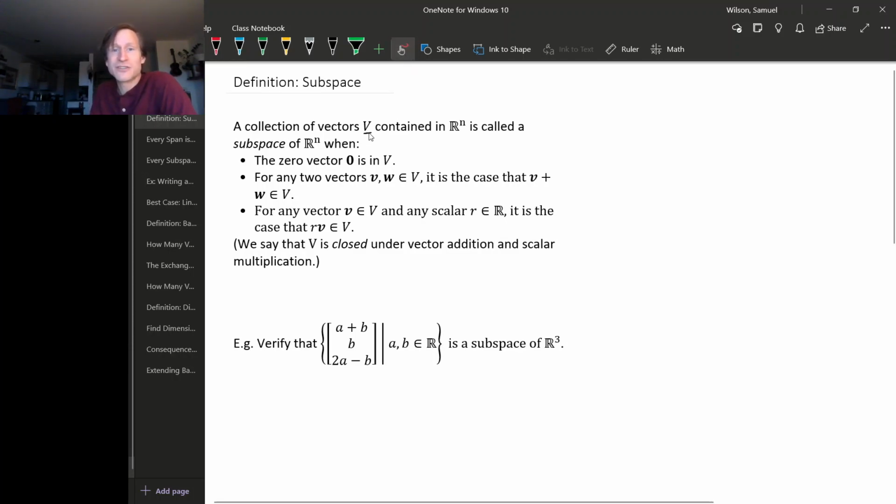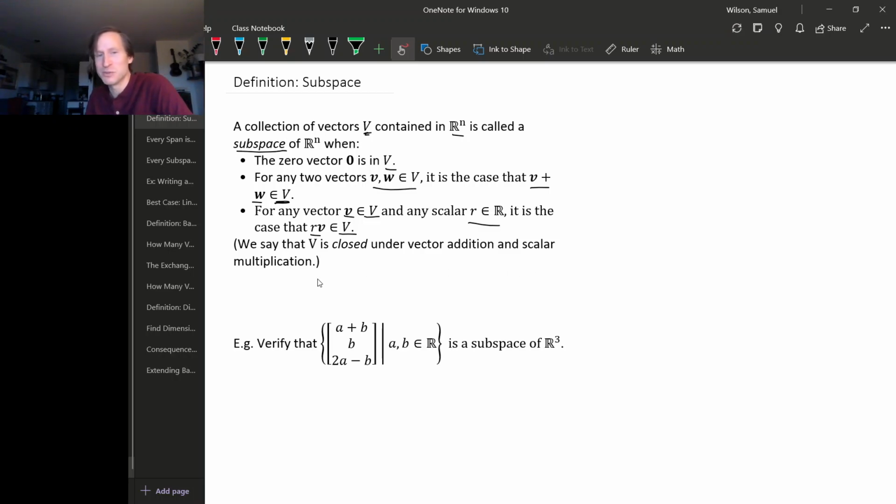So a collection of vectors, capital V, in some ambient Euclidean space Rn is called a subspace when the zero vector is in capital V, and for any two vectors in capital V, when you add them, you're still in capital V. And if you take any vector in capital V and any scalar, then the scalar product is also in V. One quick way to describe this is to say that capital V is closed under addition and multiplication, that is, vector addition and scalar multiplication.